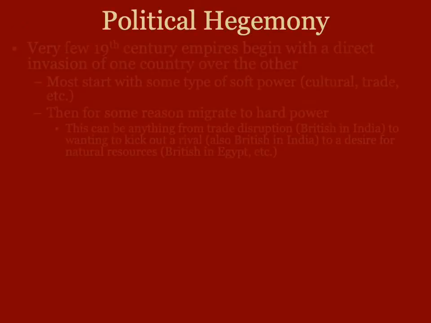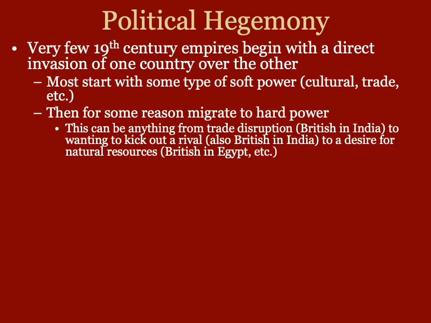As I was just saying, very few 19th century empires begin with direct rule, okay? Most of these things start with some type of soft power, cultural power, like trade, etc., and then they migrate to hard power. So as I mentioned, in Egypt, the British need cotton because they've lost cotton from the Americas, and so they're going to eventually start trading there, and then they realize, hey, it'll be a lot easier if we just conquer it, right?